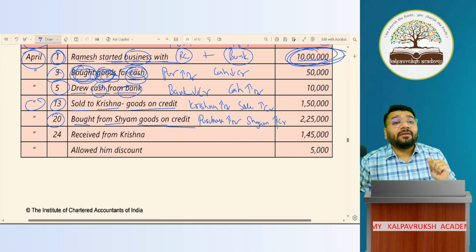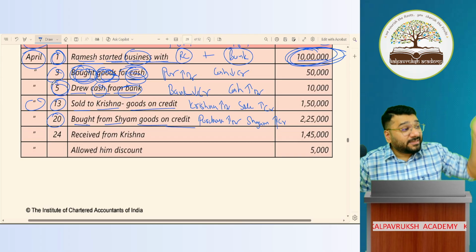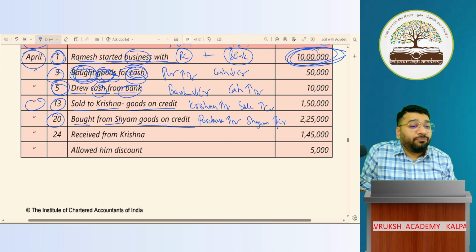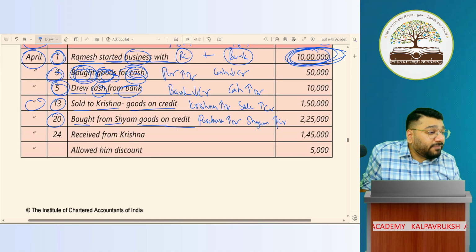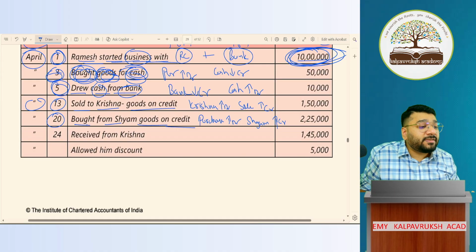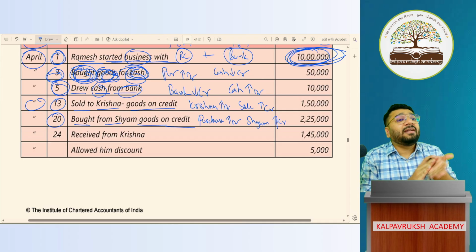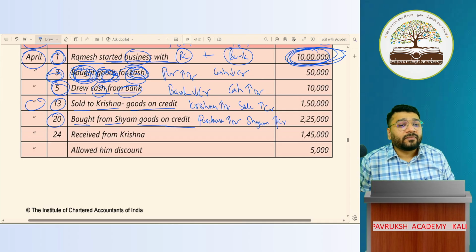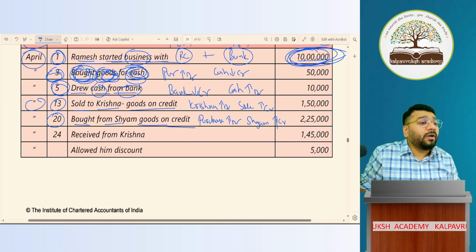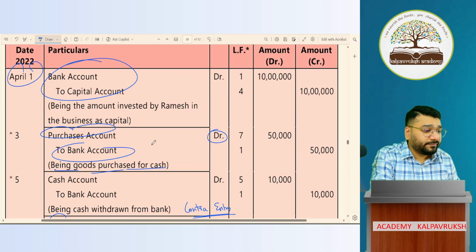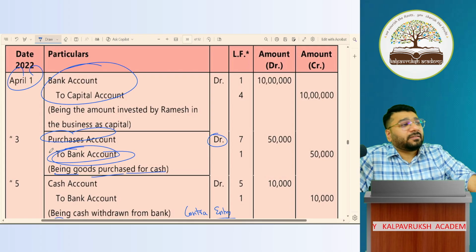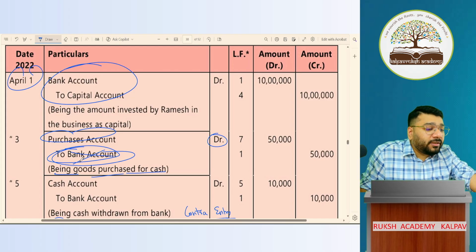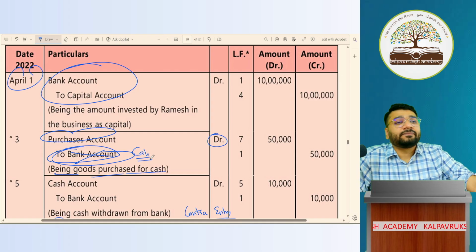And withdrawal is happening when? Withdrawal is happening on the 5th, the next day. Which means full 10 lakh rupees is there. Where? In bank. Then on 3rd April, if I go in the chronological order, you are saying that I bought goods for cash. From where did the cash come? What entry have they passed? To bank they have passed. Is this right? Wrong. To bank is not correct. To cash is only correct.